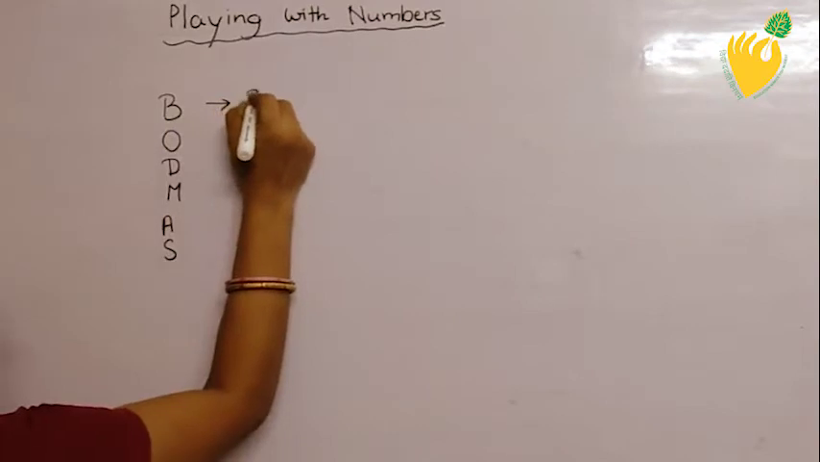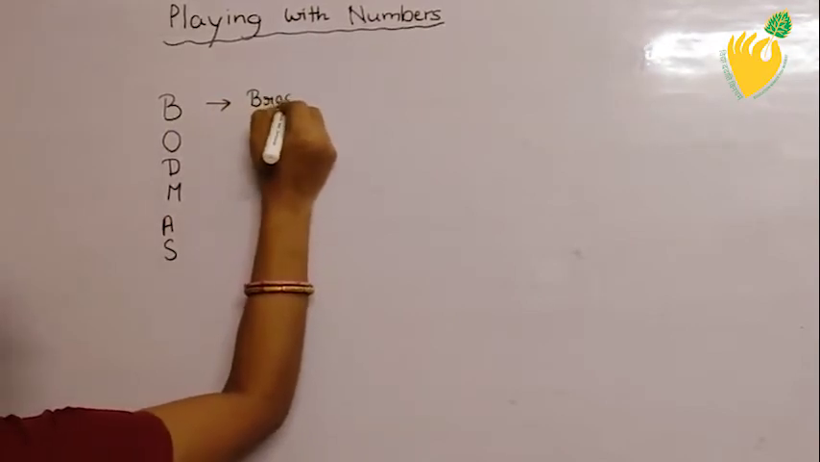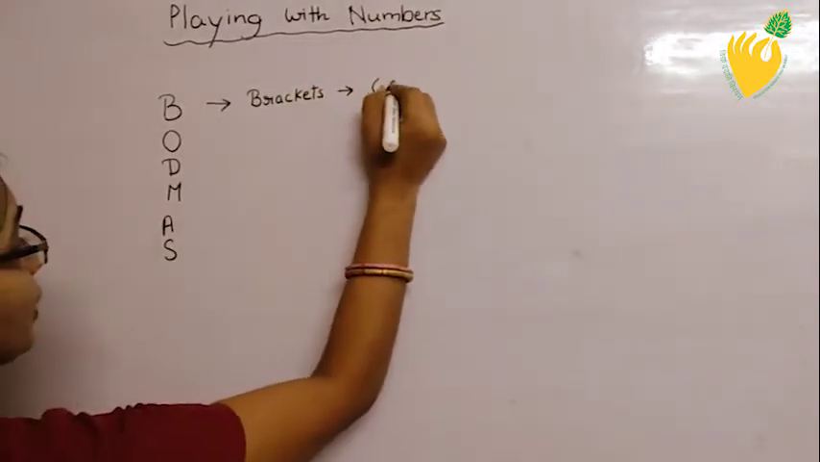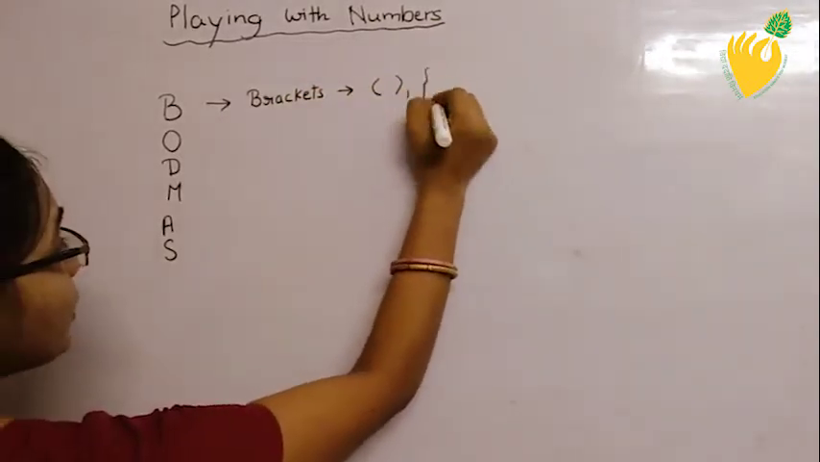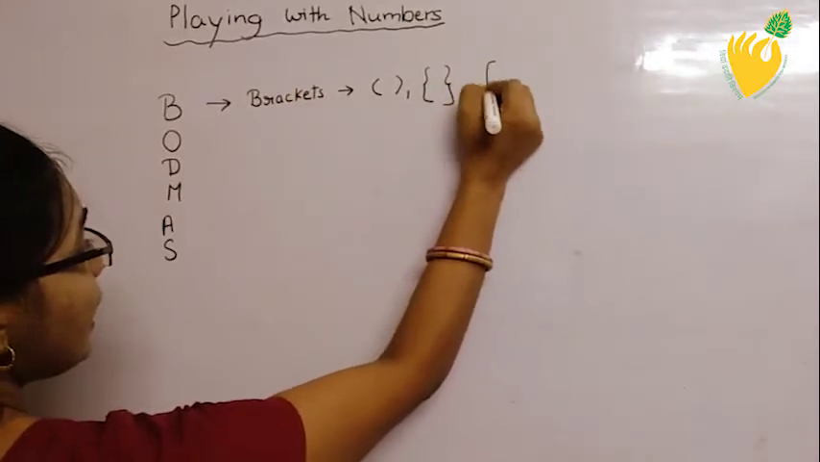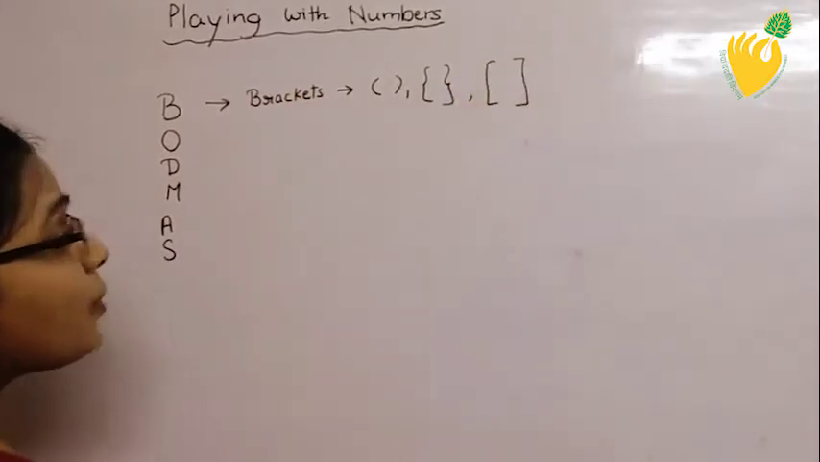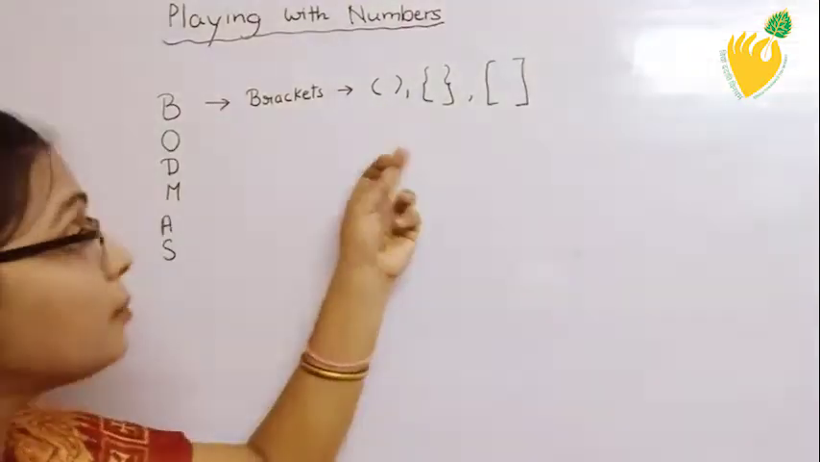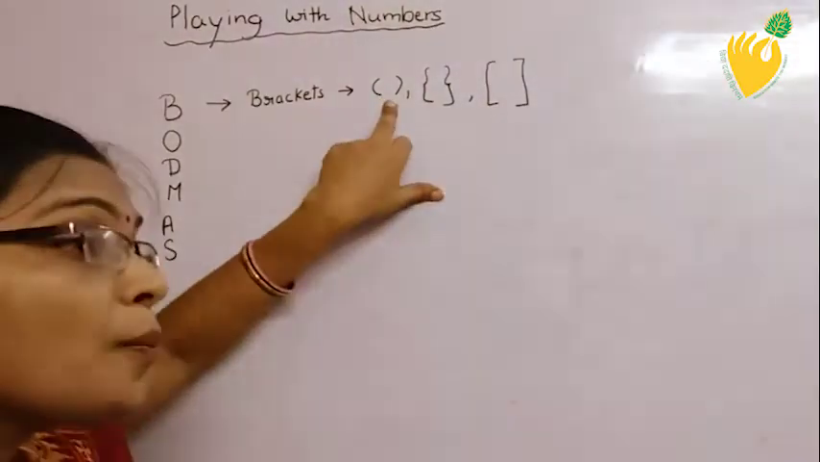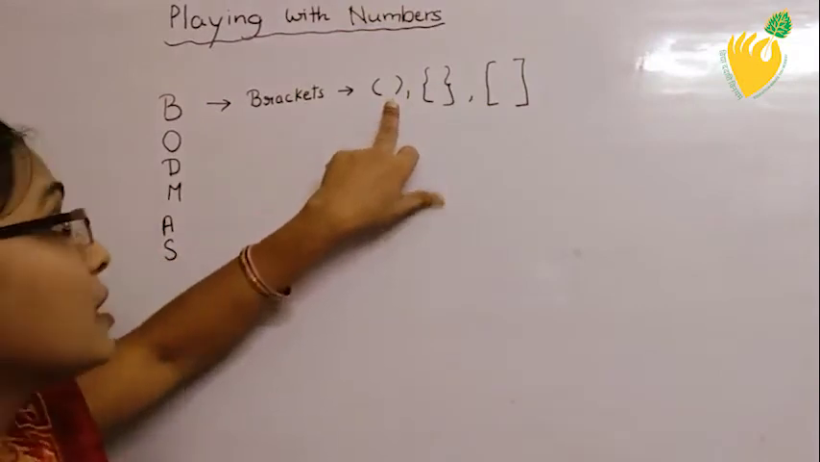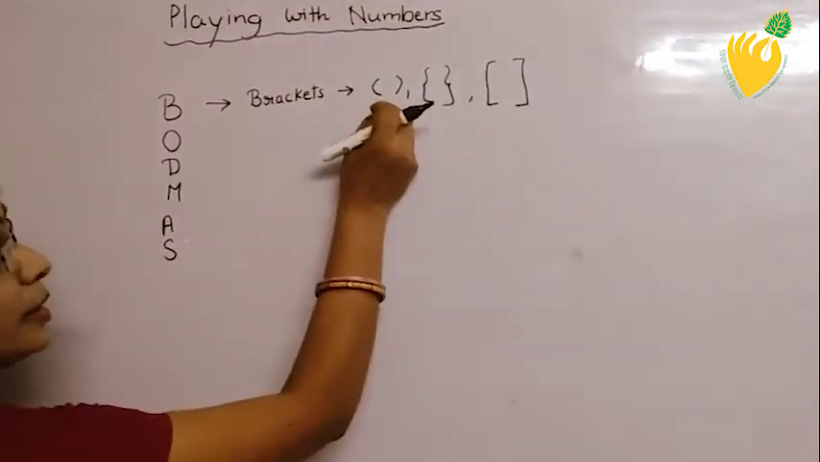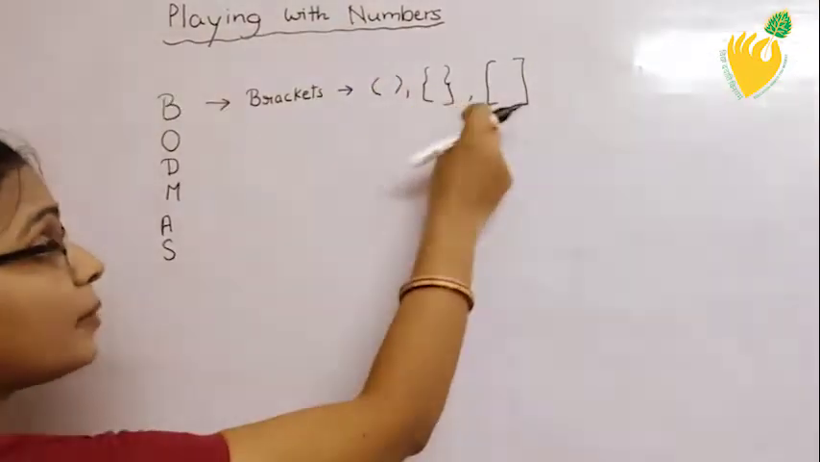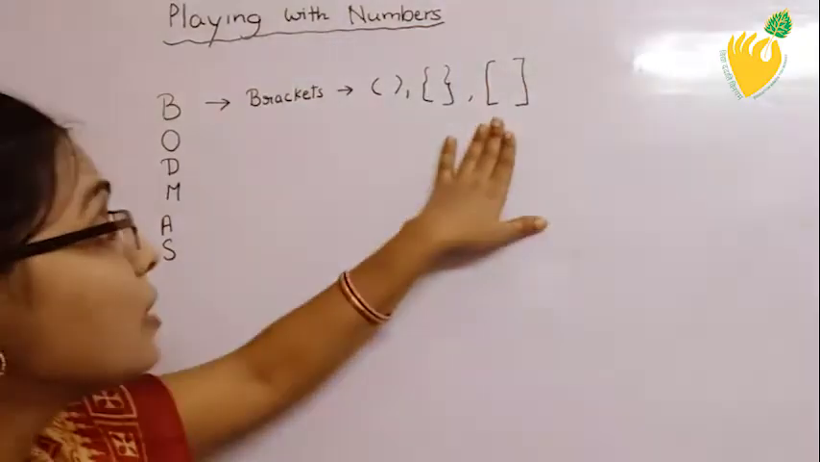B for brackets. And brackets are of three types: small bracket, curly bracket, and the biggest one is the square bracket. Breaking the brackets in a mathematical equation means performing the operation within the bracket first. That is, whatever the operation is in the small brackets, you will solve that first, then after that in the curly bracket, and then in the square bracket.